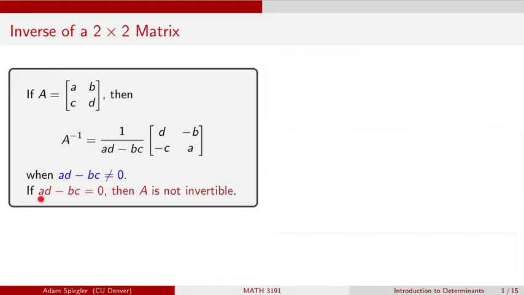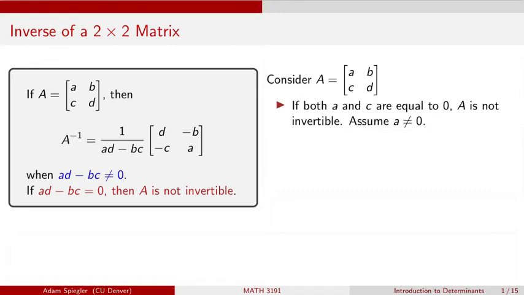And if this quantity AD minus BC equals 0, then the matrix A is not invertible. So let's take a look at why this is true. Let's consider a 2 by 2 matrix A, where the first column is A, C and the second column is B, D. If both A and C are equal to 0, then matrix A has a column of zeros, and it is not going to be invertible, since in order for a matrix to be invertible, we know it has to have a pivot in every column. So one of A or C has to be non-zero.